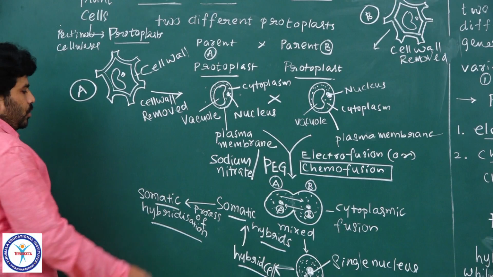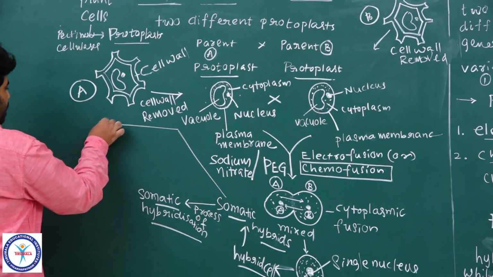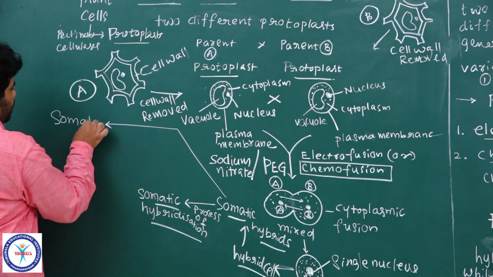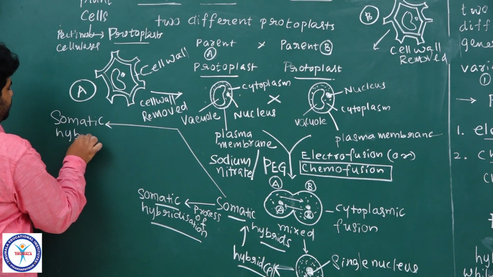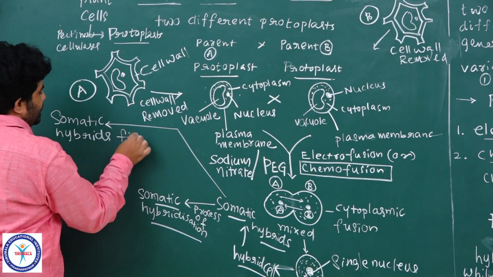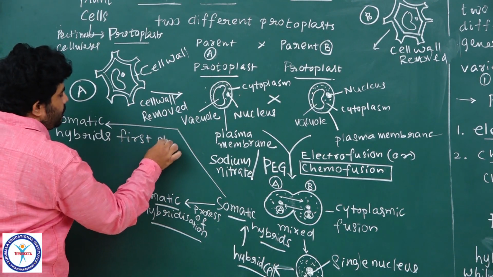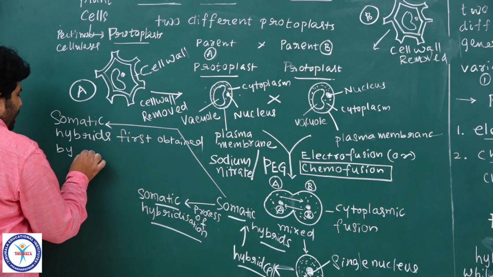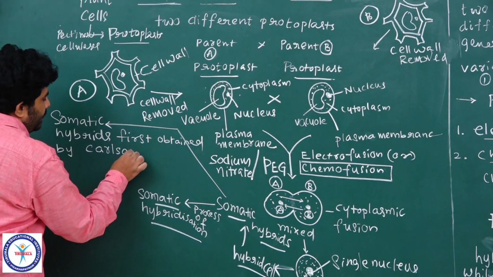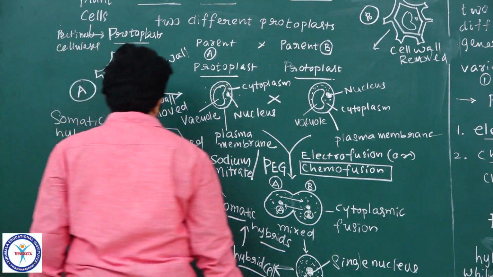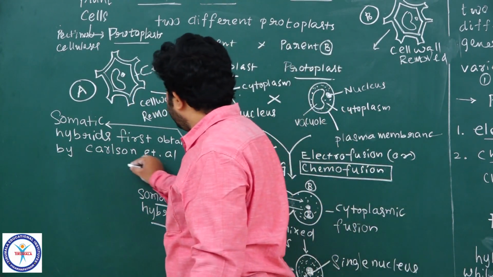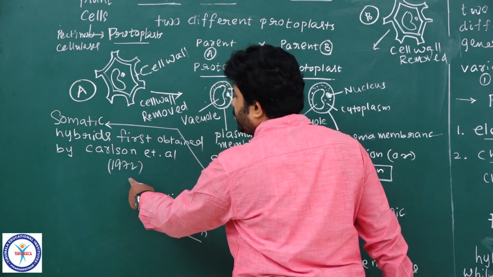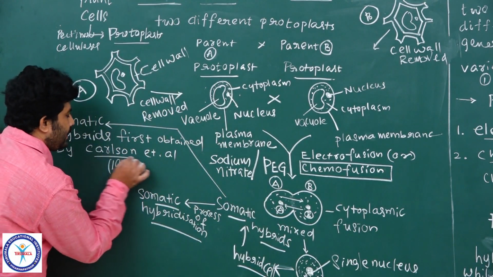Somatic hybridization. These somatic hybrids were first produced or obtained by a great scientist like Carlson et al. in the year 1972.